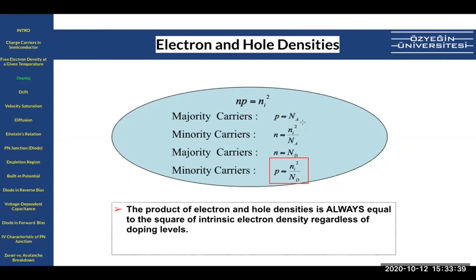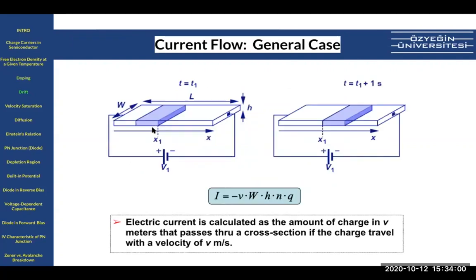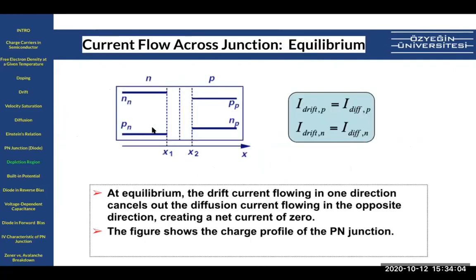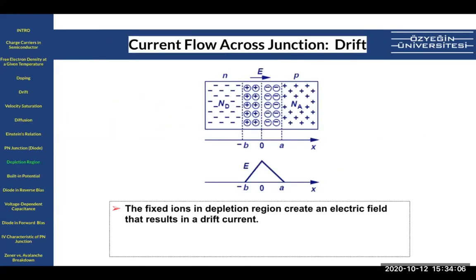If we dope it with boron, then the p's, the holes, become majority carriers, and the minority carriers become electrons, and we find it from this formula. Okay, so let's see. Oh, we did go so much.